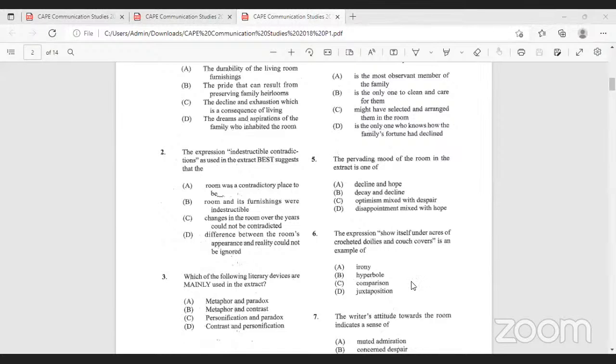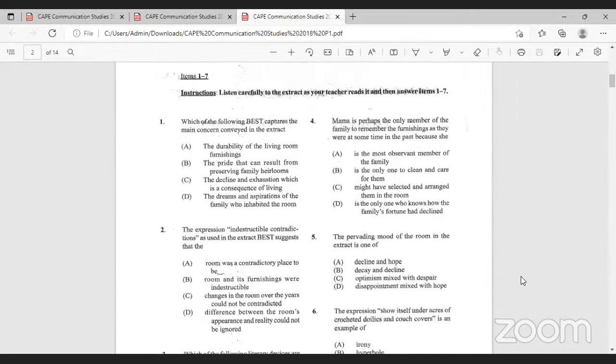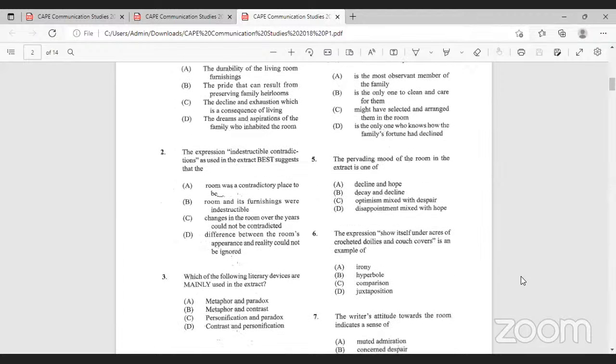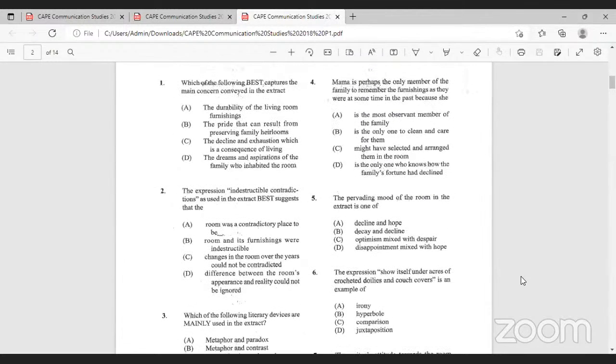Four has to be C if 7 is B. Concerned despair. Why? Remember, Mama is the only one who knows how the family's fortune had declined. So that is consistent with the whole tone of the poem, decline, right? So I'm not really seeing how we would say 4 is C as the official answer themselves. But if they said D, I think they would have to give you the marks. Despair and decline, I don't know. I'm not really seeing it. Right, yeah. So C, D, D, D, B, B, B.